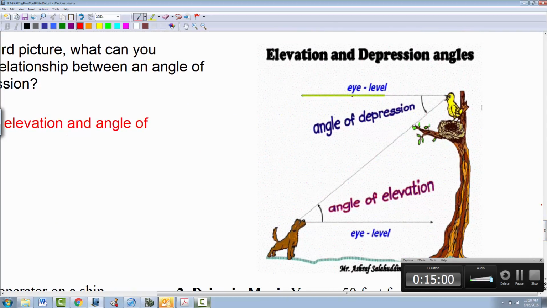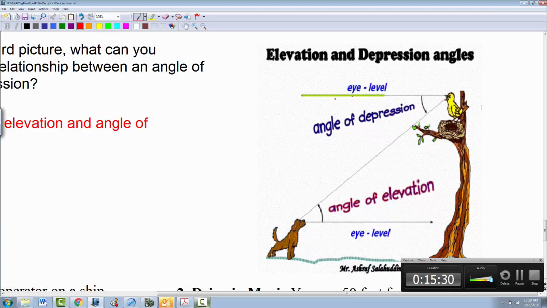Then maybe make this drawing. I pulled this off the internet. I don't know who drew this. I remember grabbing this when I made these notes. The point of this question is, the dog's looking up to the bird. The dog creates an angle of elevation. Hey, the bird's checking out, what's that dog doing? Is he going to eat me or not? That's the angle of depression. Notice, made by a horizontal as well.